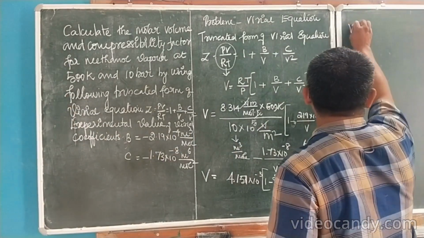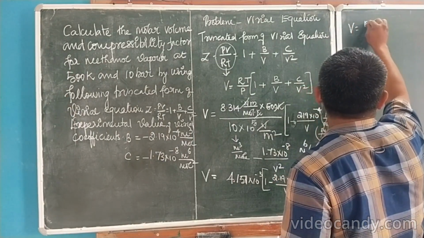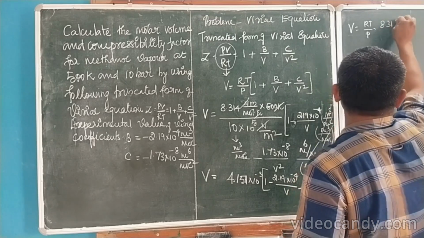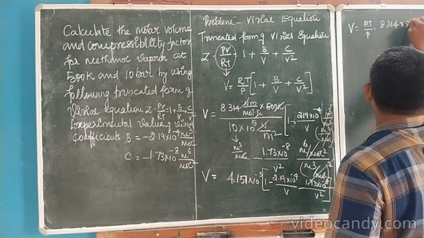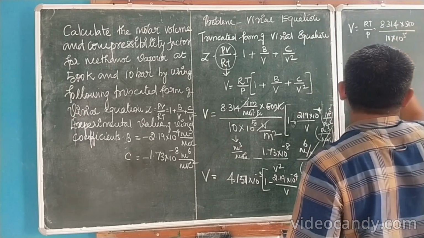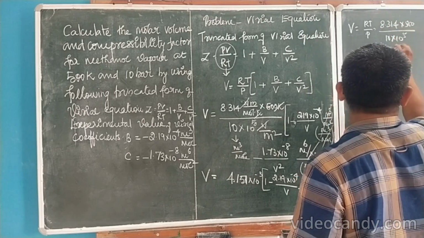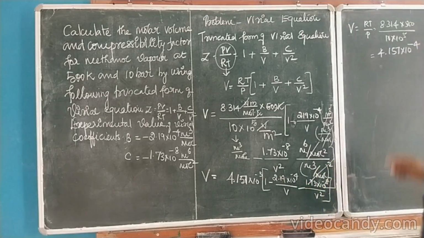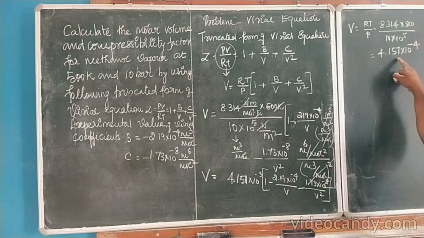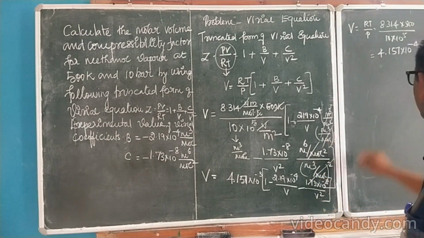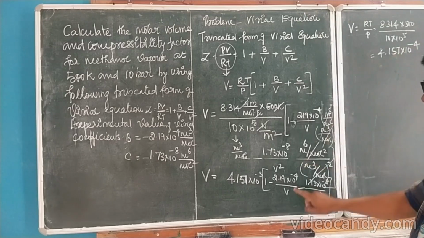So V is equal to RT by P. Already we substituted 8.314 into 500 divided by pressure 10 into 10 to the power of 5. The answer is 4.157 into 10 to the power of minus 4. Substitute this value in the right hand side.